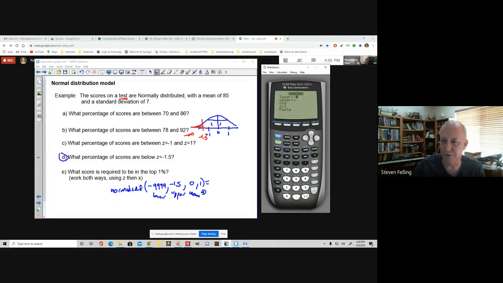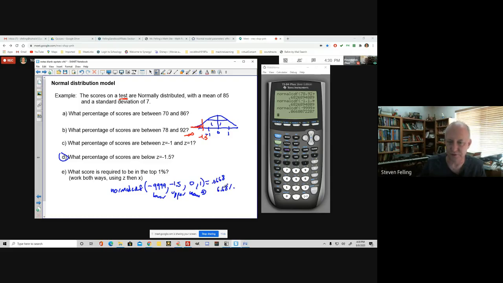So we'd put in something like -9999 for the lower boundary, -1.5. Remember, whenever you're entering your negative numbers, you have to use the negative key, not the subtraction key, or you'll get an error, 0 and 1. And so that is 0.0668, which is about 6.68%.